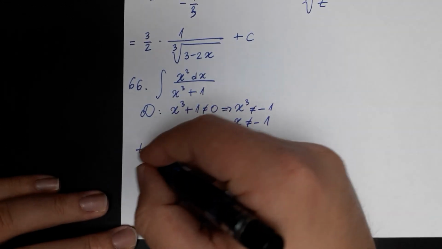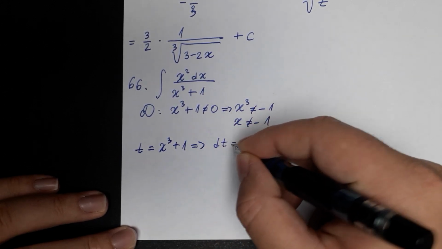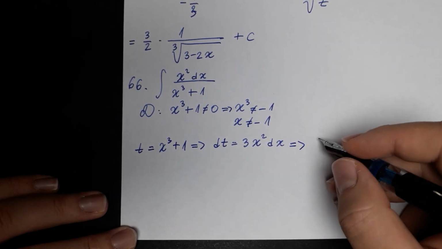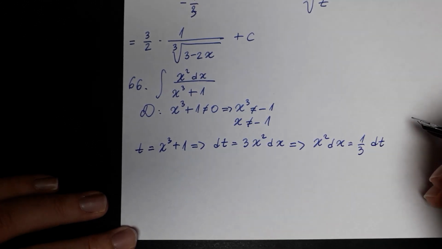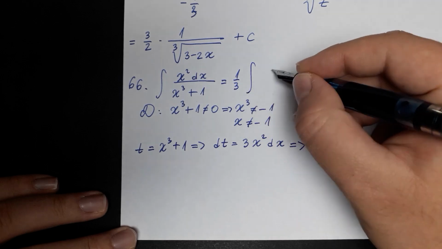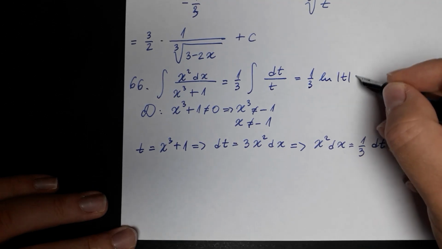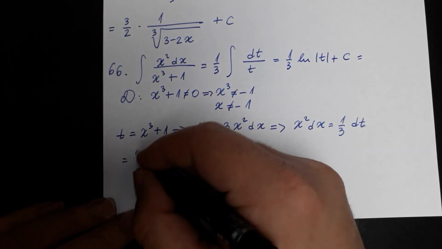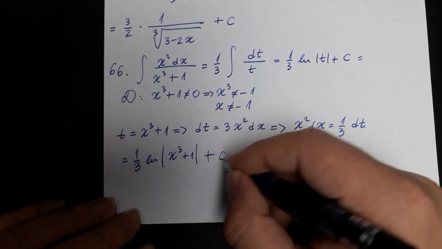We can introduce the substitution that t is equal to x cubed plus 1, and then the differential of t is equal to 3x squared dx. Then x squared dx becomes equal to 1/3 of the differential of t. And when we return this into our integral, we get 1/3 integral of dt divided by t, which is 1/3 of ln absolute value of t plus an arbitrary constant c. This is then equal to 1/3 of the ln of the absolute value x cubed plus 1 plus c.